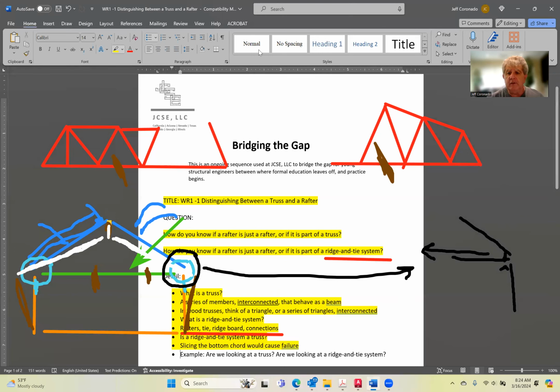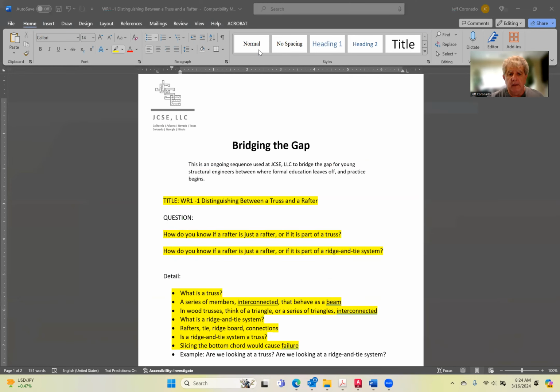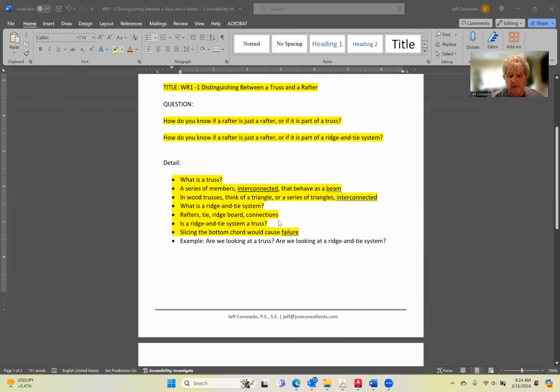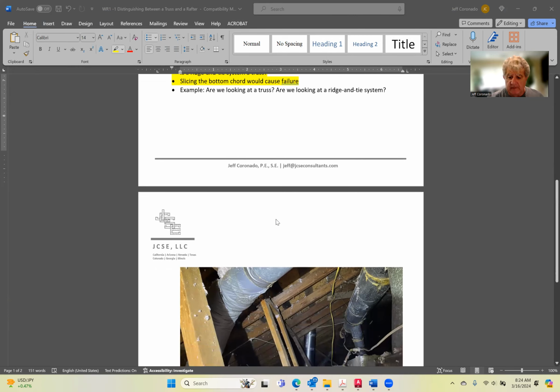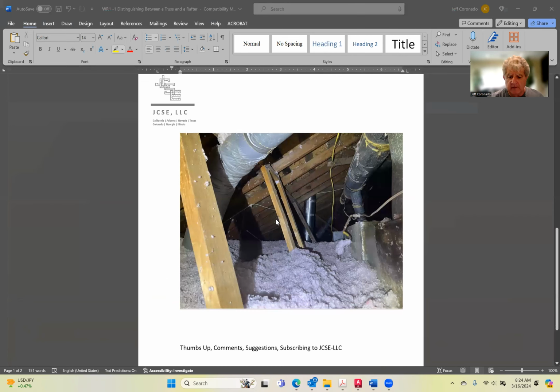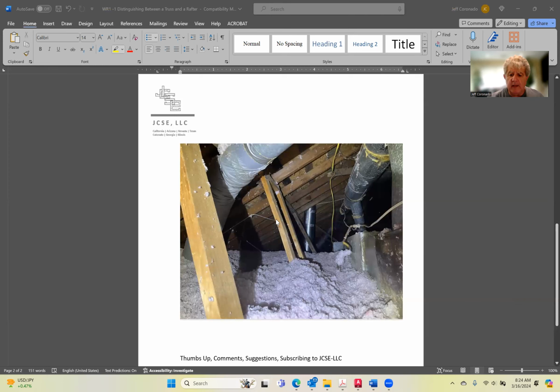Okay, let me clear the screen and let me see about moving down here. So we have an example. In this example, are we looking at a truss? Are we looking at a ridge and tie system? All right, well, let's take a look at this. Are we looking at a truss?